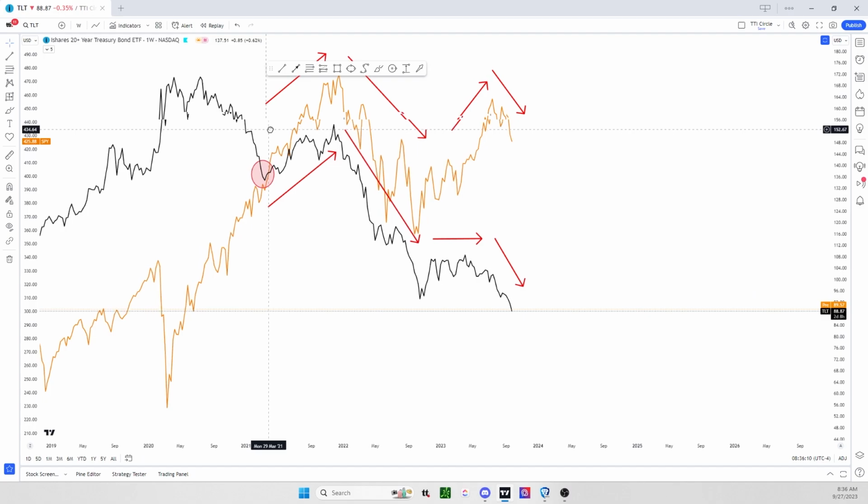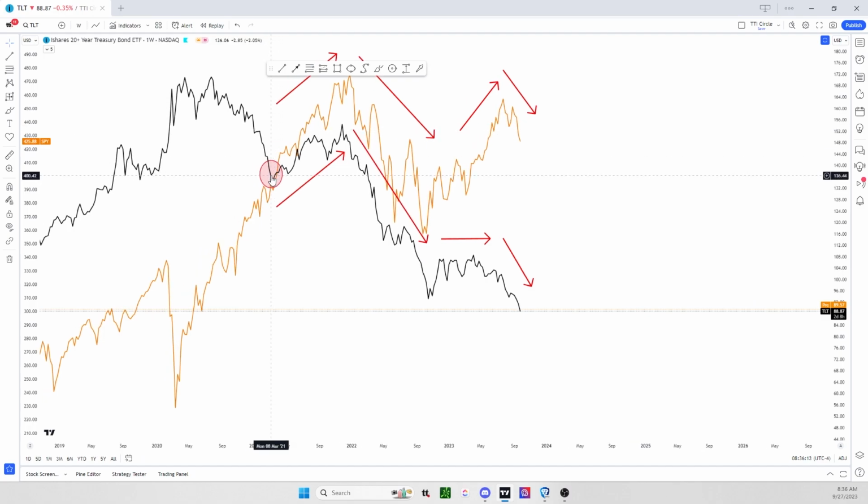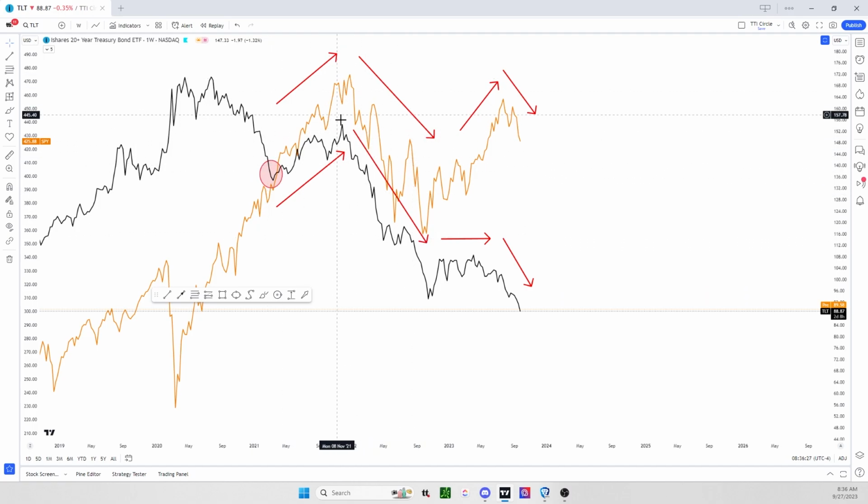I outlined it here with this red circle. All of a sudden, bonds and stocks have started to move together. Black line is TLT, orange line is SPY. If I move this really quick, you can see generally they are moving almost perfectly together. Market went up, bonds went up. Bonds started to drop. Look, bonds peaked before the market, and then the market dropped.